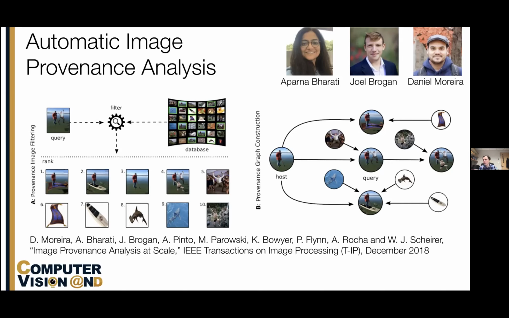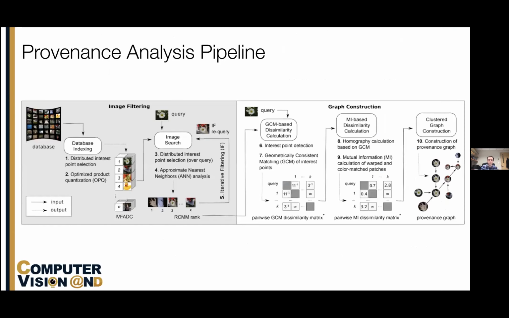Then the second part of the process is what we call graph construction. We're going to take that unordered set of images and we're going to try to put them together in such a way where we can figure out the chain of edits that took place, and perhaps find the root image, where did this begin? And then over time, try to trace the evolution of the content.